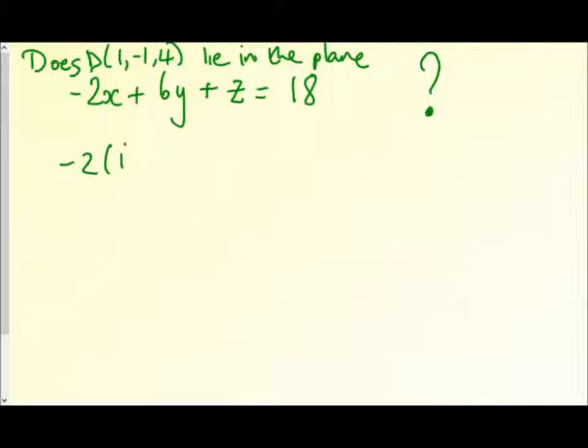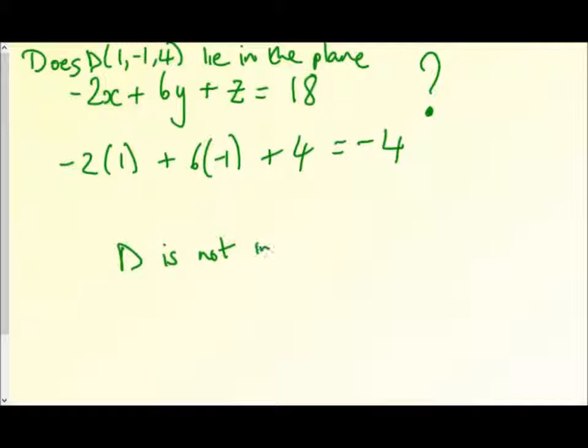So minus 2 lots of 1 plus 6 lots of minus 1 plus 4, does that give us 18? Well, I think it gives us minus 4. So as that's not 18, that means that that point does not lie in the plane. D is not in the plane A, B, C. Or if you like, A, B, C, D are not in the same plane, they are not coplanar.